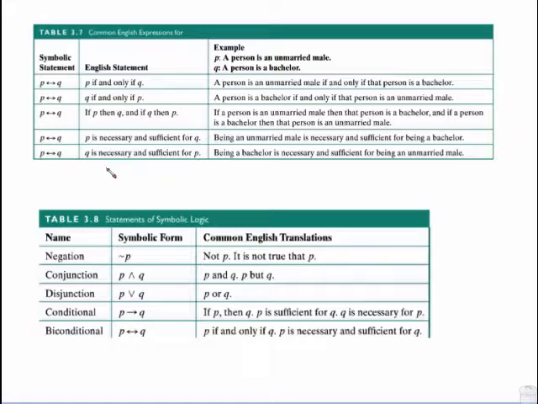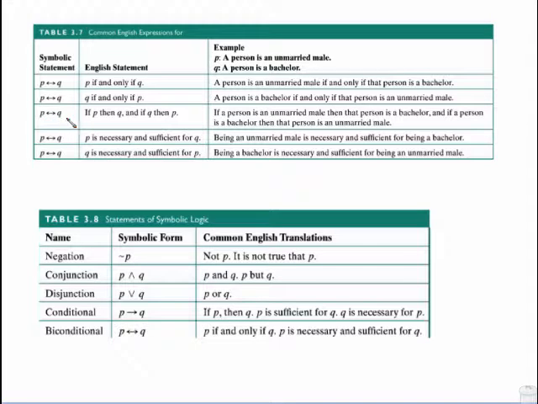A couple charts that could help us here. Notice the symbolic statement on all of this is P with the double arrow Q, which for most people they think P if and only if Q. As I pointed out a minute ago, this is exactly the same as Q if and only if P. The order doesn't matter for how you write it. So a person is an unmarried male if and only if that person is a bachelor. It's exactly the same thing as saying a person is a bachelor if and only if that person is an unmarried male.